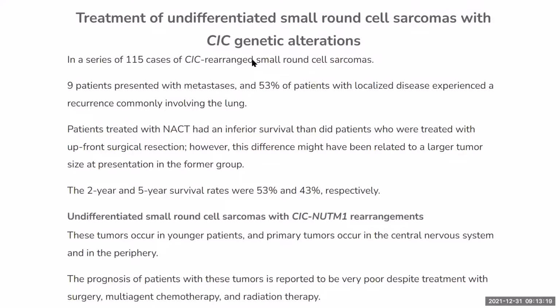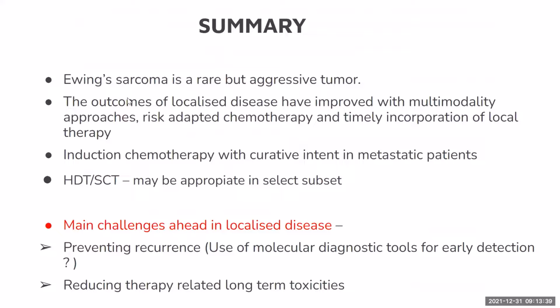How to treat CIC gene alteration tumors? Again, they are also treated on the lines of the same EFT protocol, or whatever protocol is being used in the individual institutes, with 2-year and 5-year overall survival inferior to the common EFT, common Ewing sarcoma. So the summary is, Ewing sarcoma is a rare but aggressive tumor.